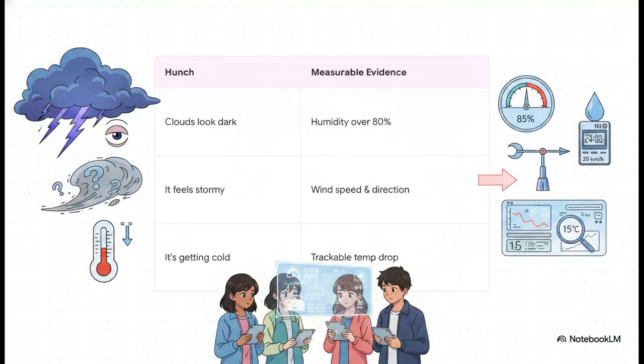For instance, imagine looking out the window and saying, "Oh, it's going to rain today because the clouds look pretty dark." That's just a casual hunch, right? It's completely unreliable. But meteorologists use concrete, measurable evidence, like humidity being over 80%, exact wind speed and direction data, and trackable temperature drops to predict weather patterns. These predictions are far more reliable than hunches, precisely because they are built on hard, trackable data. We use this evidence to actively anticipate events before they even happen.